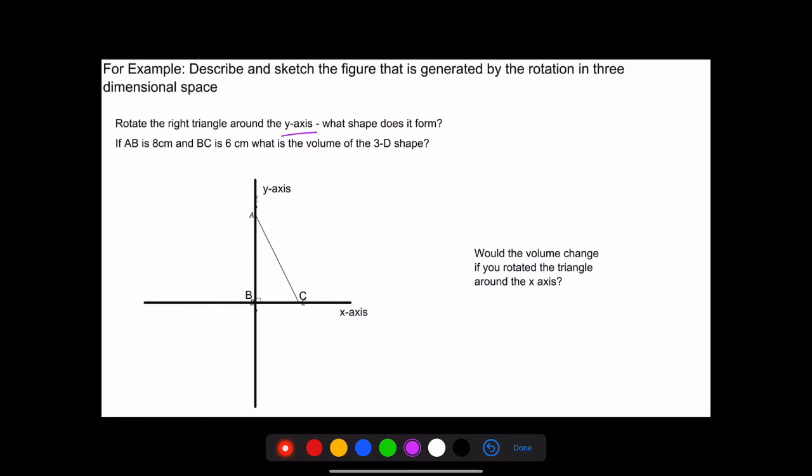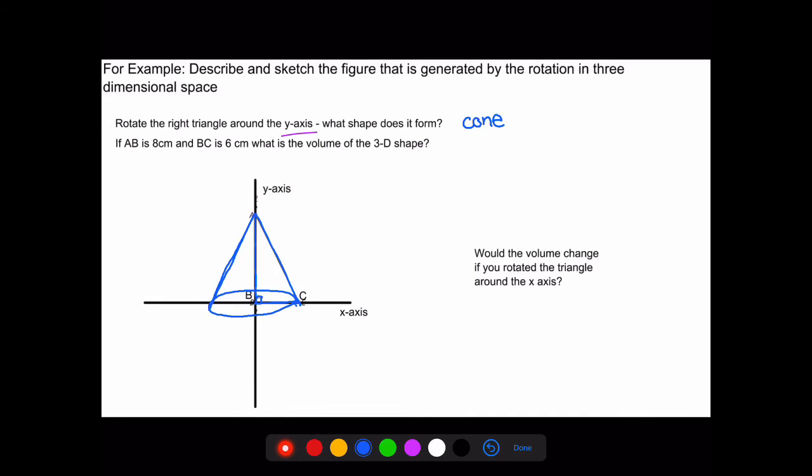So, describe and sketch the figure that is generated by the rotation in three-dimensional space. Rotate the triangle around the y-axis. What shape does it form? So if I were to take this figure, I'm going to go ahead and just outline it here. We have this triangle, this right triangle, in fact. If I were to rotate this around, and it were to go 360 degrees, I'd end up back at point C. However, A would have also rotated, and all parts of AC would have rotated, and made a cone for us. So we would have had a cone.